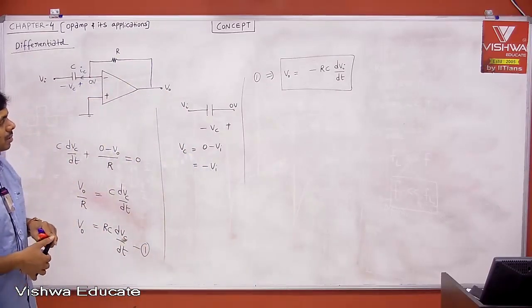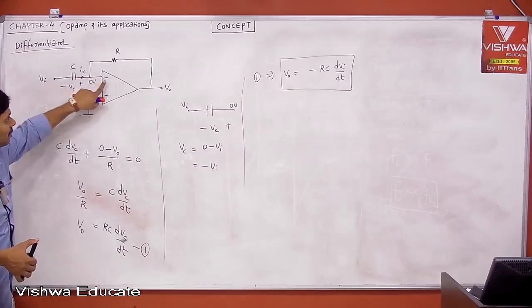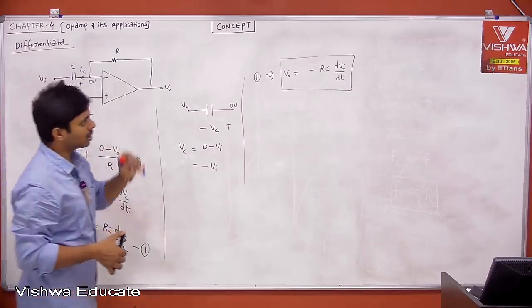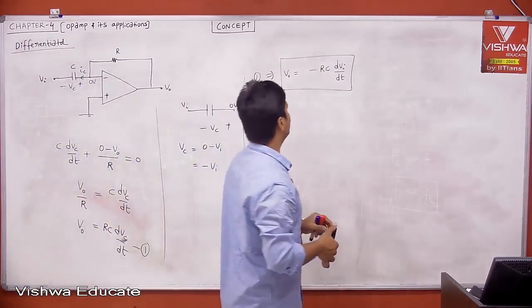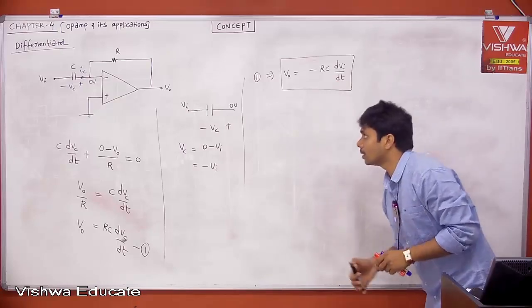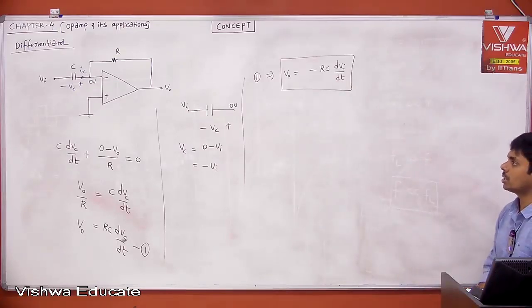The minus sign indicates inversion between input and output, because Vi is at the inverting terminal of your Opamp, so V0 is the inversion of your input. But this is some constant into dVi by dt, the differentiation of your input. That is our active differentiator. If you compare with the passive differentiator, it has some gain.